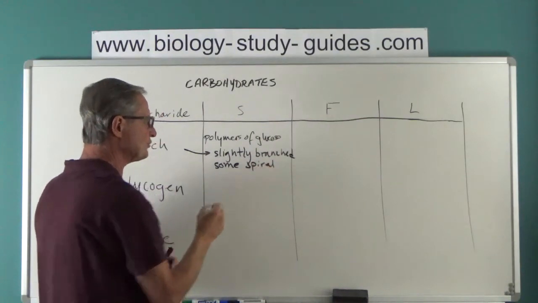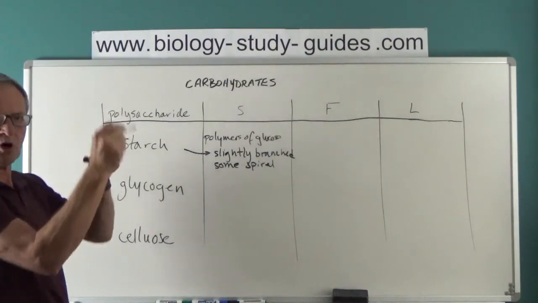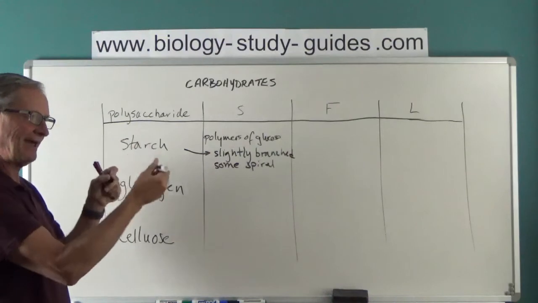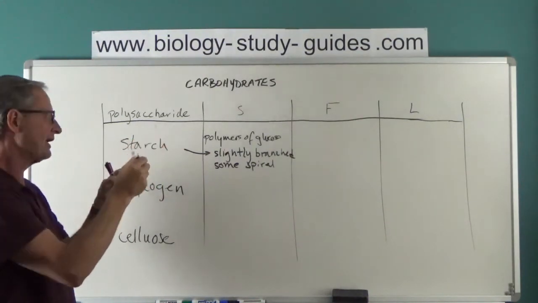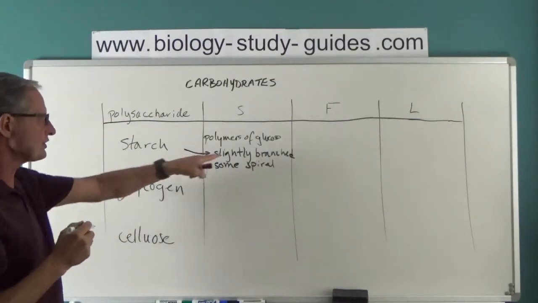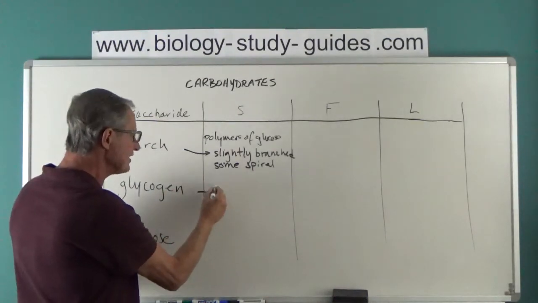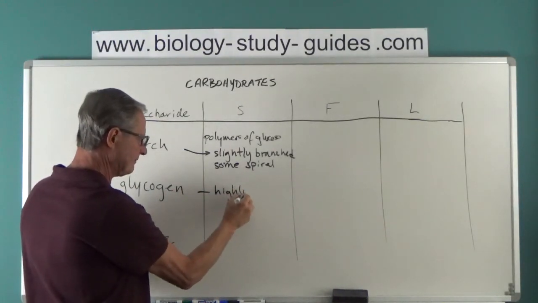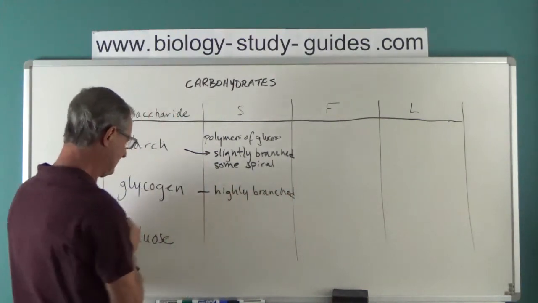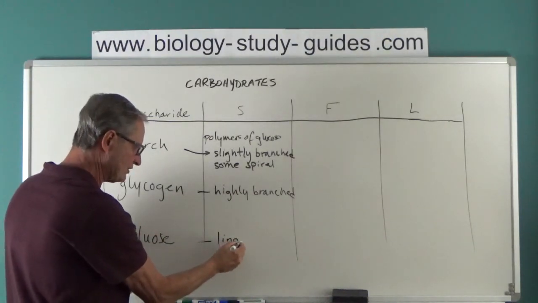Now, if you think about the structure of glucose, there's OHs sticking out all over that molecule. Well, it doesn't have to just bond end to end to end. It can actually bond end and then maybe on this side a little bit. So you get little branches formed. So starch is slightly branched, and sometimes it forms little spiral pieces. Glycogen is highly branched. Cellulose is simply linear. It doesn't branch.